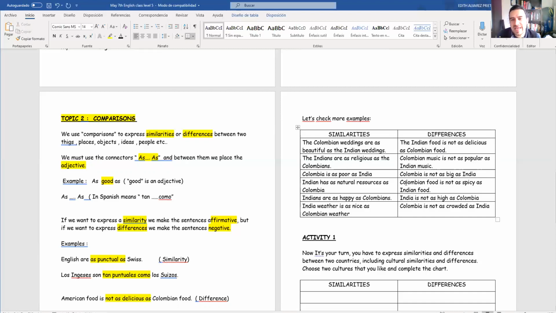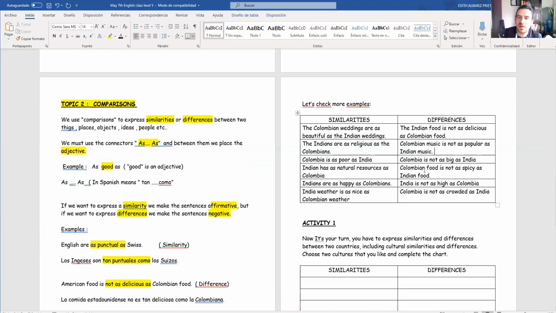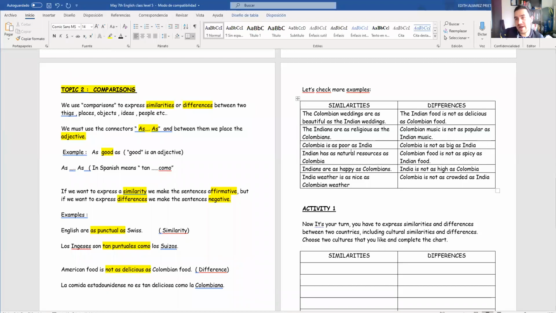Okay, similarity. The Indians are as religious as the Colombians, ¿ya? Los hindúes son tan religiosos como los colombianos. Difference. Colombian music is not as popular as Indian music. La música colombiana no es tan popular, tan famosa como la música hindú. Colombia is as poor as India. Similarity. Colombia es tan pobre como la India. Colombia is not as big as India. Colombia no es tan grande como la India.